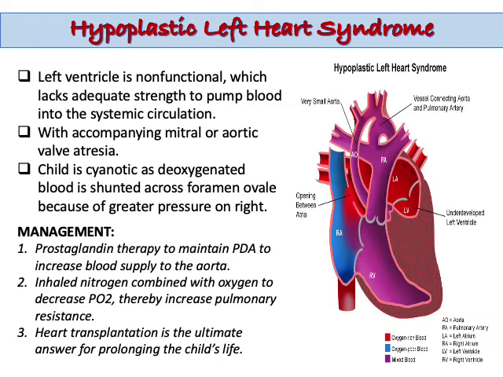Management: prostaglandin therapy, again to maintain the PDA. We want to make sure that the fetal structures remain open. This will increase blood supply to the aorta. Also, inhaled nitrogen combined with oxygen can be given. This will decrease PO2, increasing the pulmonary resistance. Heart transplant is the ultimate answer for prolonging the child's life, although surgery has limited success, but there's a great deal of research being done until now.